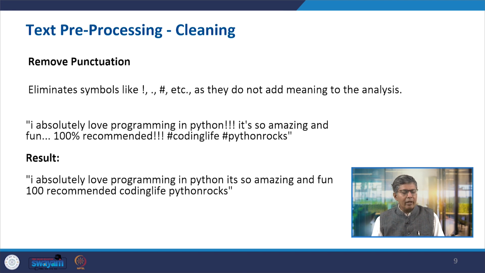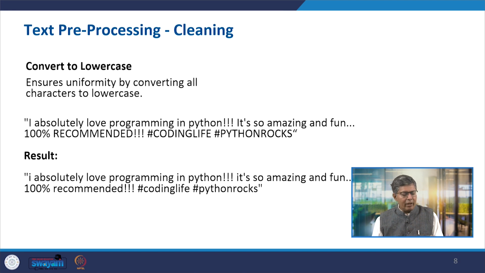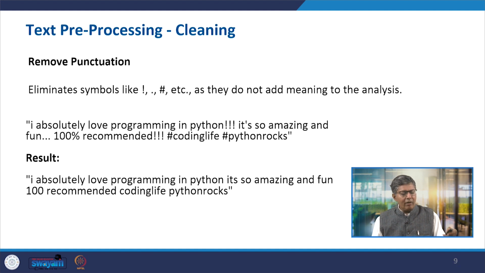The second step is to remove punctuation. Eliminate symbols like exclamation marks, hashtags, etc., as they do not add meaning, as we have said. Now, read the result of this line: "I absolutely love programming in Python. It's so amazing and fun, 100% recommended." Here, improvement is required, the punctuation marks have to be removed. So, how does it look now as a result? "I absolutely love programming in Python. It's so amazing and fun, 100% recommended, coding life, Python rocks." All the exclamation marks and hashtags have been removed here.